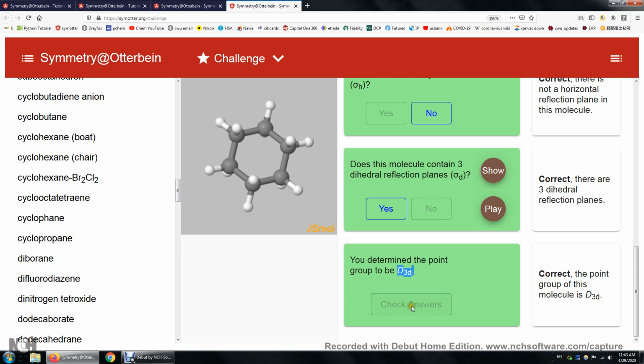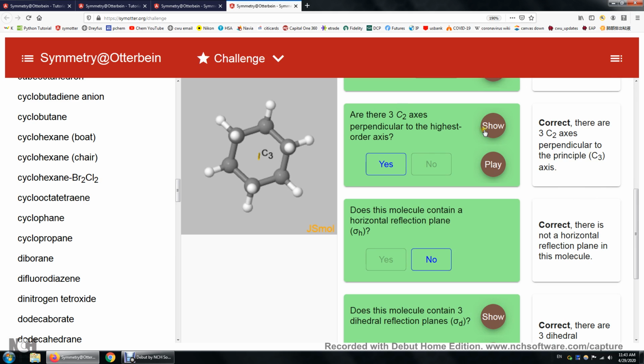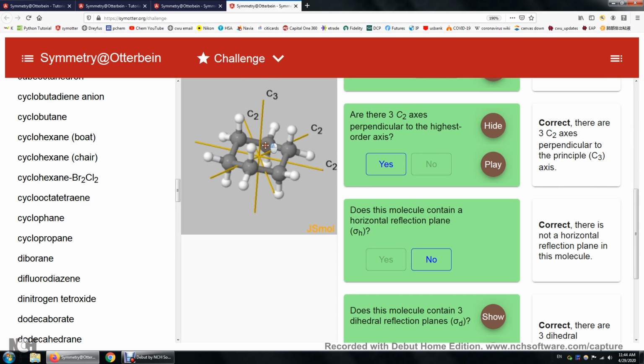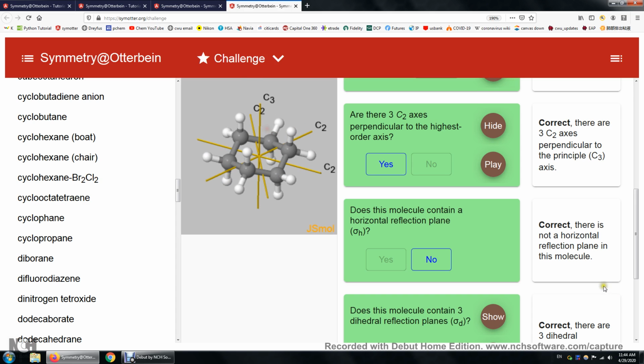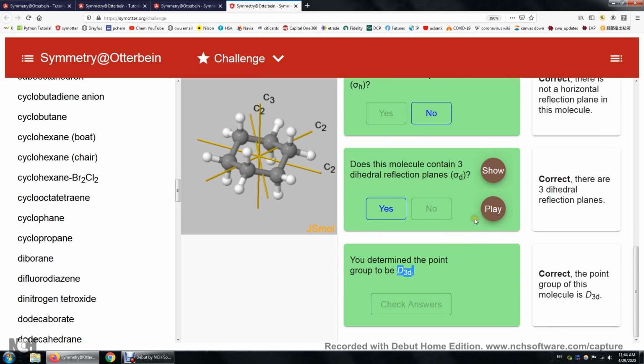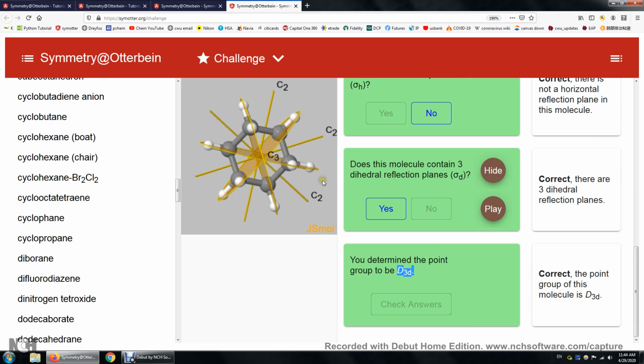So check answers. Yes. It's all correct, and then we can show the C3 axis. So this is the C3 axis, and I want you to see the 3 C2 axes here. They are all perpendicular to the C3, and this C2 crosses the center of this carbon-carbon bond and the center of the opposite carbon-carbon bond. All right, and then I want to show you the sigma D's as well. All of them contain the C3 principal axis. Okay, 1, 2, 3, 3 planes. All right, now we're done with this challenge.